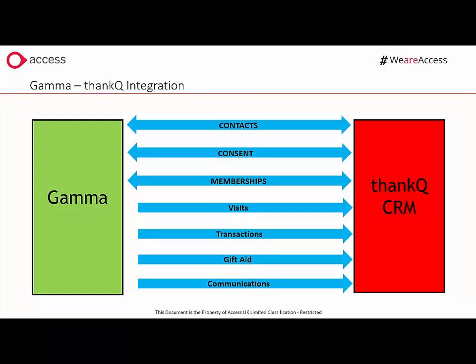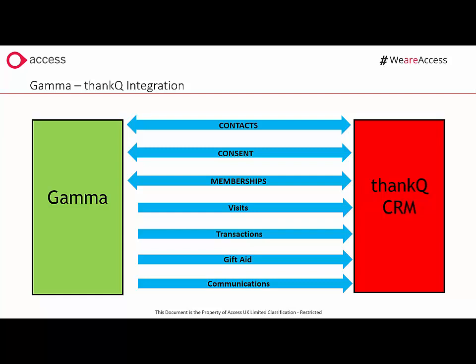On the left hand side we have Gamma and on the right thankQ. The top three options, contacts, consent and memberships, have an arrow both directions, and that's to represent the fact that the data feeds both ways through the systems. So where we update any of contacts, consent or memberships in Gamma, this will update in thankQ, and the same for if we update them in thankQ, it will make those changes in Gamma.